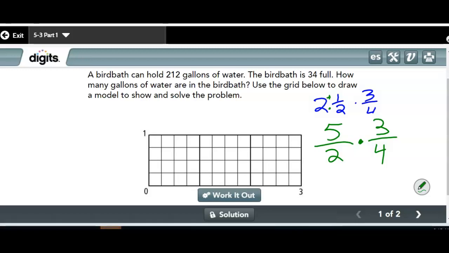And we can multiply across. We get 15/8. What's the final answer? Sean? 1 and 7/8. Are we all good with that? Are you able to connect your model with the multiplication? Hopefully you are, because that is what makes the multiplication make sense. Okay, by multiplying across.